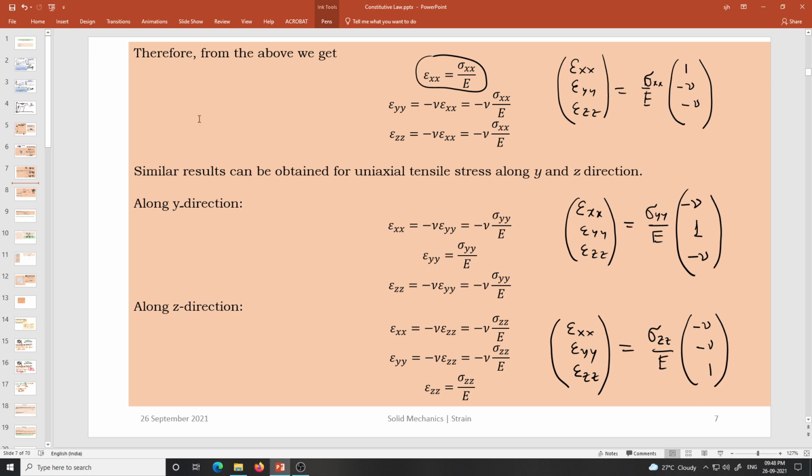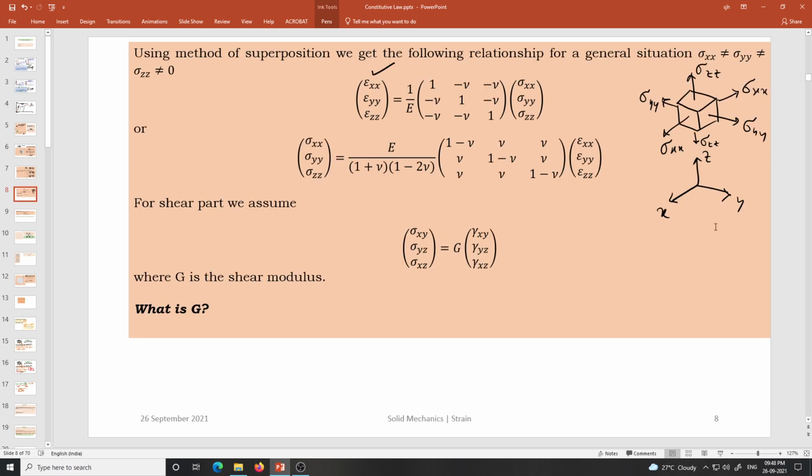These three relationships are written in a compact manner using this matrix representation, where you can see that the first column is the contribution coming from sigma xx, the second column is the contribution coming from sigma yy, and the third column is the contribution coming from sigma zz. This is known as the compliance relationship. We are assuming that nu and E are not sensitive with respect to direction change. Every direction, every point has the same value. This sort of material is known as an isotropic material.